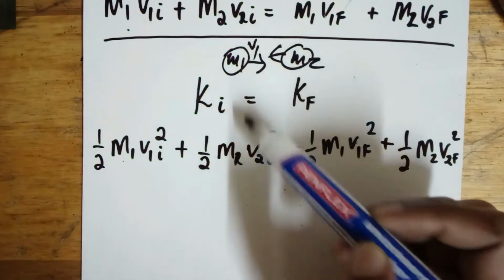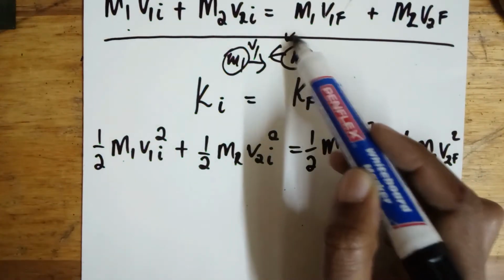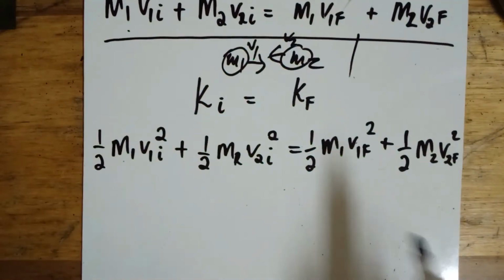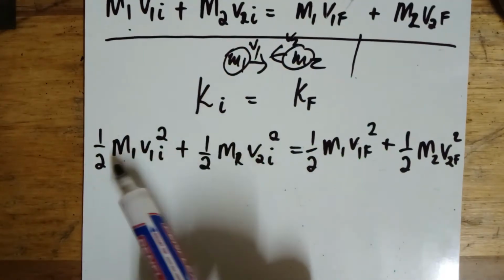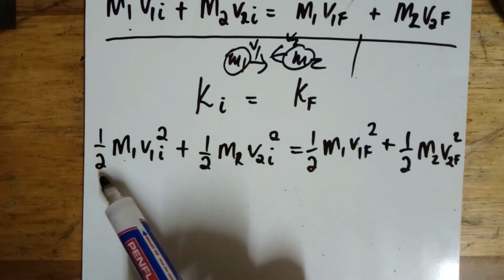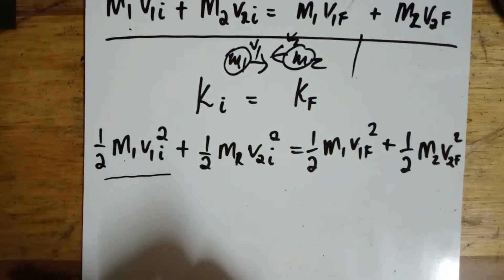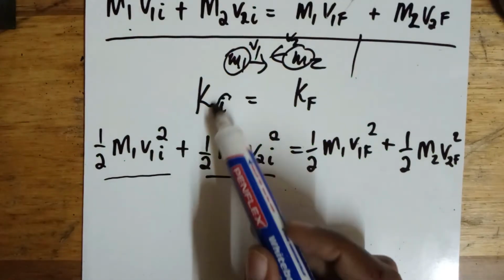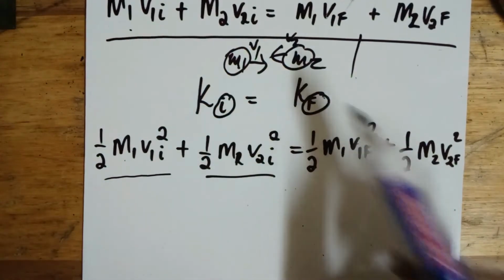This one is moving at a velocity of v1 and this one is moving at a velocity of v2, and they collide. Before collision, this will be the kinetic energy of the first ball, and the second one. The I just means before collision and F means after collision.